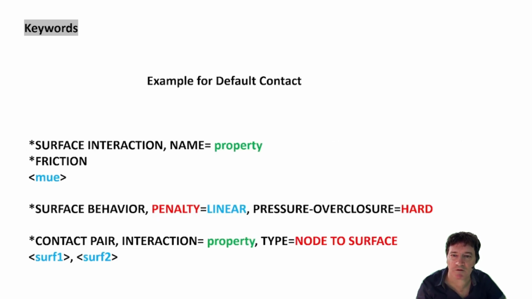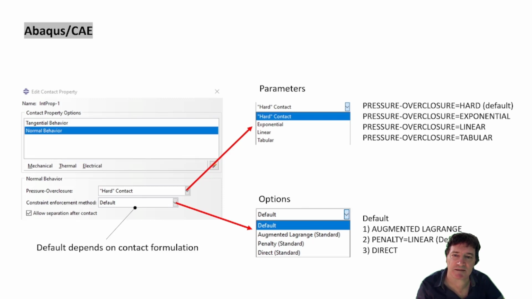Here's a keyword example for penalty hard contact. The surface interaction definition with the name and keyword friction must be defined. Then the surface behavior with the contact method and the pressure overclosure type, followed by the contact pair definition with the surfaces. In Abaqus CAE, there's a menu to edit the contact property to define the parameters for the contact method and the options for the type of pressure overclosure.